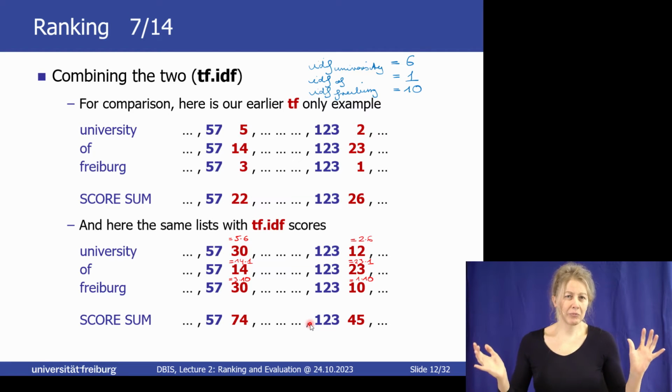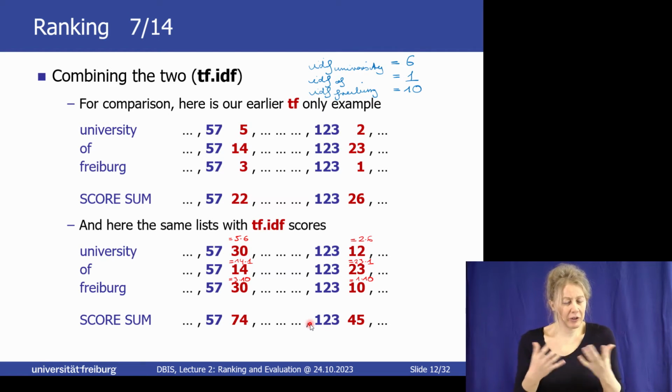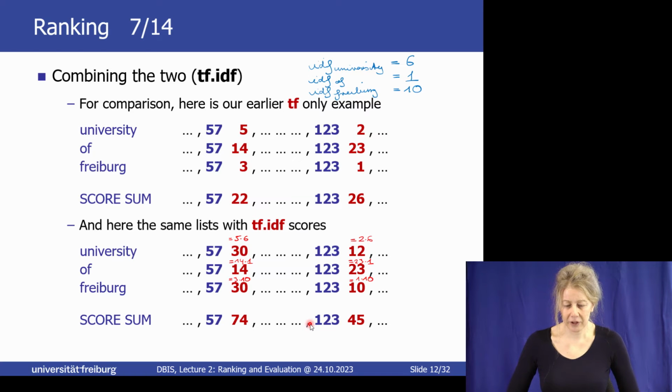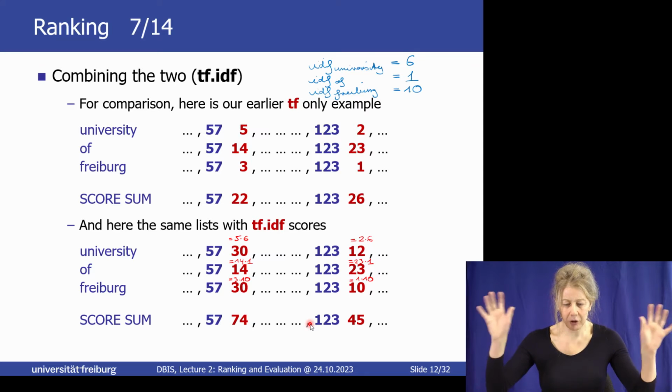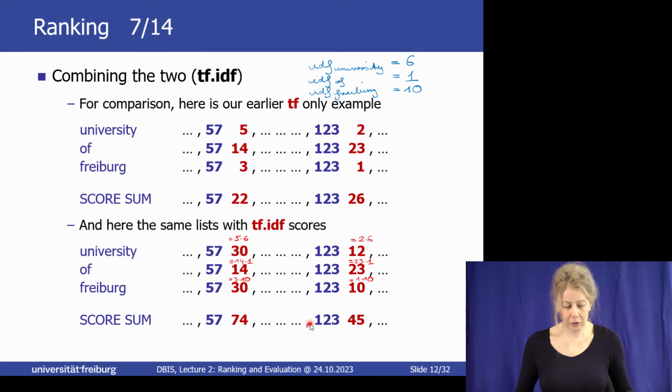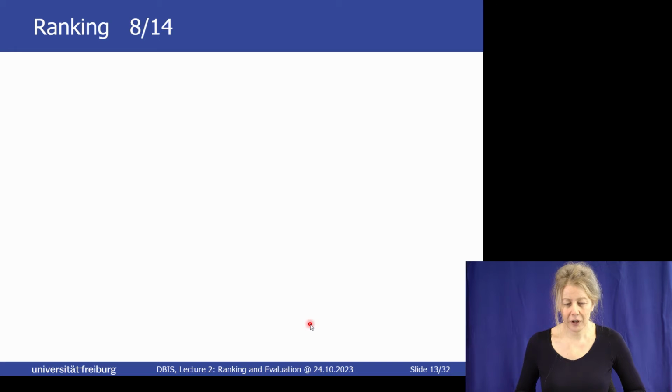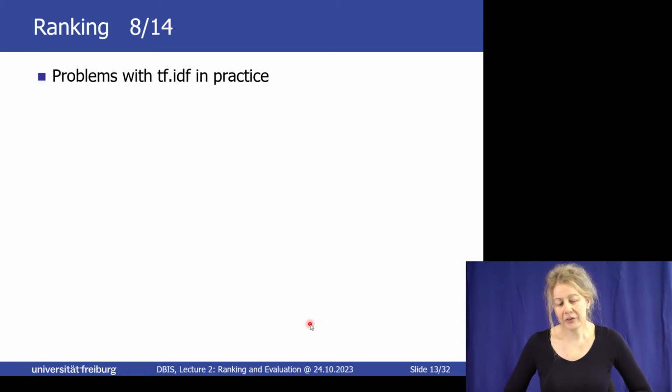Basically, it's really very simple to understand the principle. It's important to understand and remember this. Whenever you have objects and you somehow want to give them scores, think about tf.idf. Term frequency, and also, okay, how often does this occur overall? Here are some problems with tf.idf in practice, and we will solve them now.